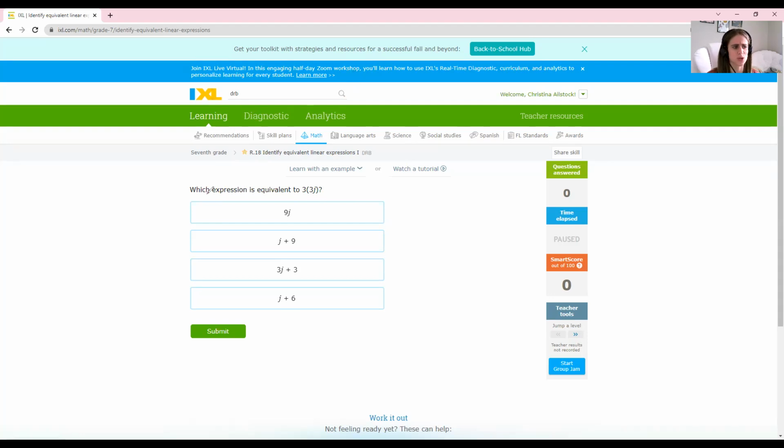So our first question is we want to know which expression is equivalent, so equivalent means equal, to 3 times 3j. Because remember, parentheses are one way to show multiplication. Well, in this case, it's like a mini distributive property. We're distributing, we just only have to distribute to one thing. So 3 times 3j, we just multiply our coefficients. You can just work on those numbers. 3 times 3 is 9. So 9j would be our equivalent expression.